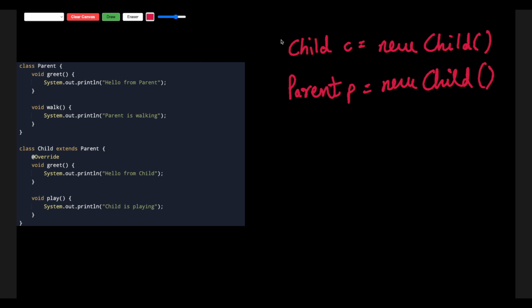Now I have given you two scenarios. In the first case, we have a reference C of type Child which is pointing to the child object. Here C can access all the child methods and the inherited methods from the parent class. Now look at this second example. In this case, we have a reference P of type Parent, but it's also pointing to the child object. Now here I will give you three examples: P.greet, P.walk, and P.play.